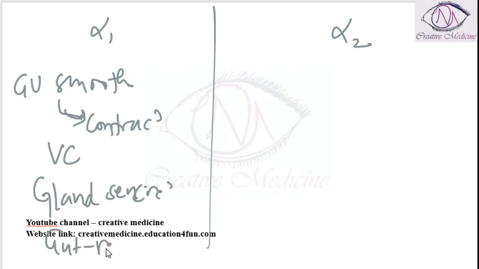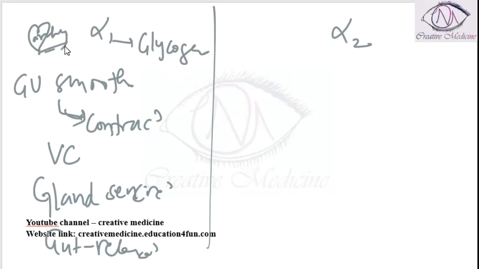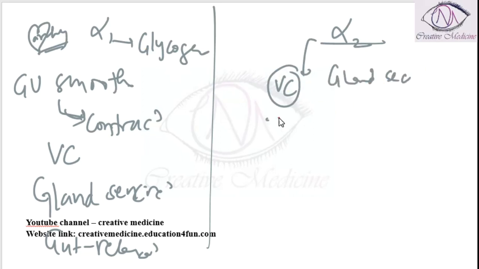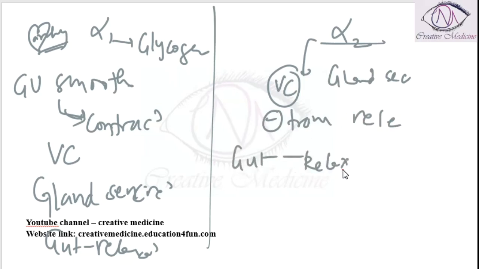It causes relaxation of the gut, and in the liver it causes glycogenolysis, and in the heart it results in arrhythmias. Whereas alpha 2 is important in vasoconstriction, it causes gland secretion, and it inhibits transmitter release, and in the gut it causes relaxation of the gut.